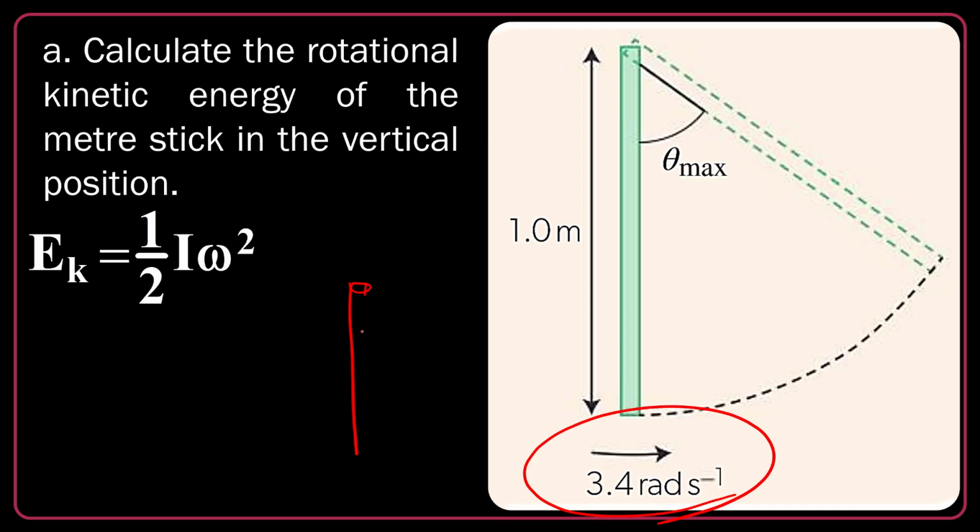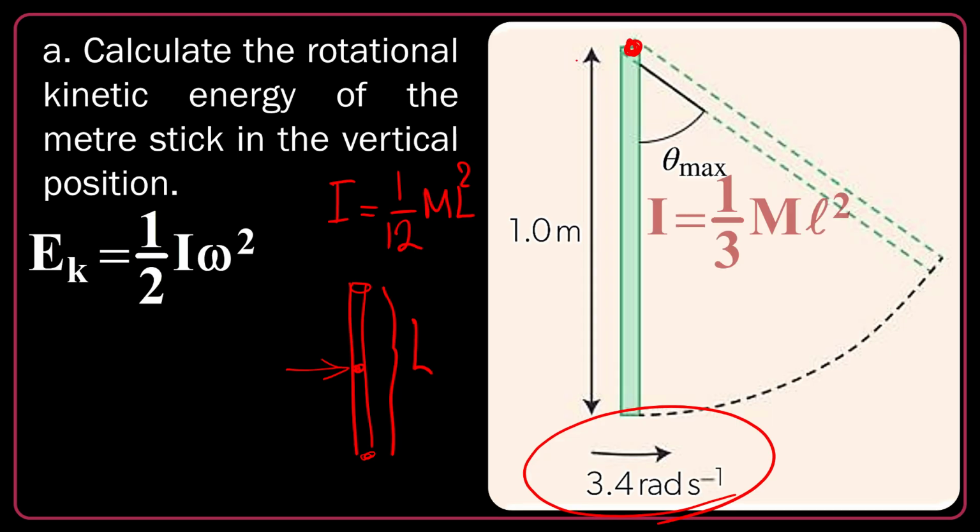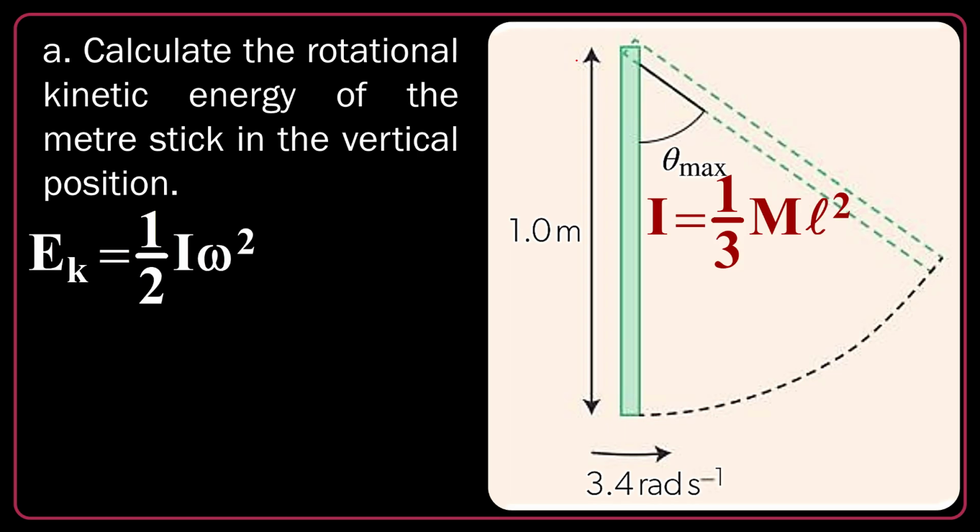About a rod, I told you if it is rotating around its center, the moment of inertia is 1/12 of mass times L squared. L is the length, okay? But when it's rotating around one end, I is supposed to be 1/3 of mL squared. It's a different thing, okay? So we use this formula. Depending on the point of rotation, it differs.